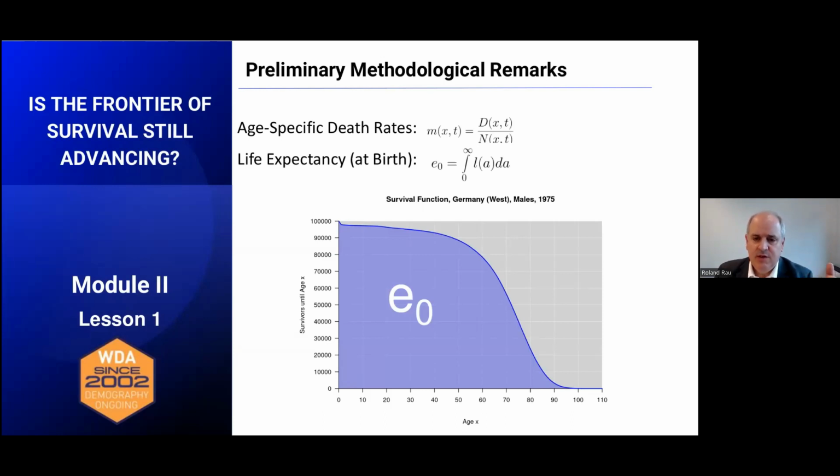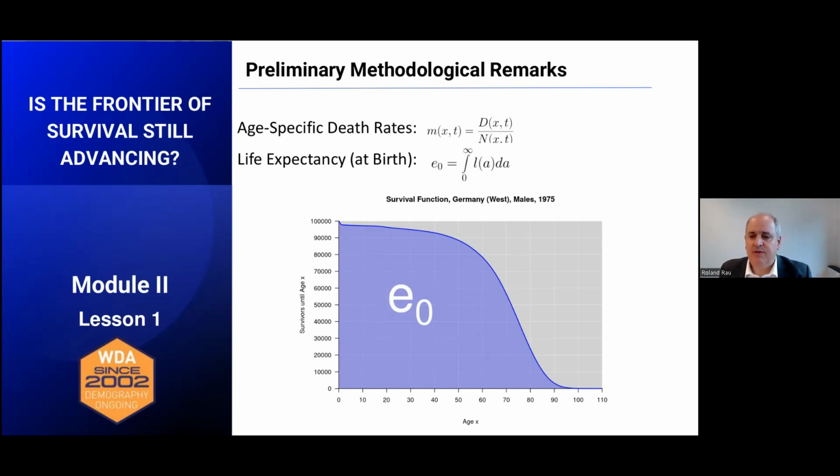One possibility is to estimate so-called age-specific death rates or age-specific mortality rates, usually abbreviated by an M in demography. M at age X in year T is nothing but the deaths at this age X divided by the number of people exposed to the risk of dying at the same age X in year T. That's one way to standardize if you only look at single ages, or if you want to look at the whole age range, the most common measurement is life expectancy at birth.